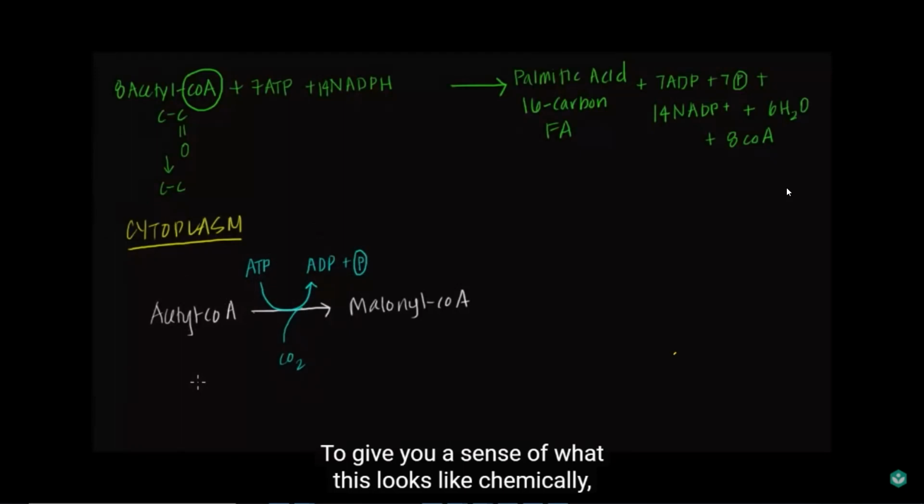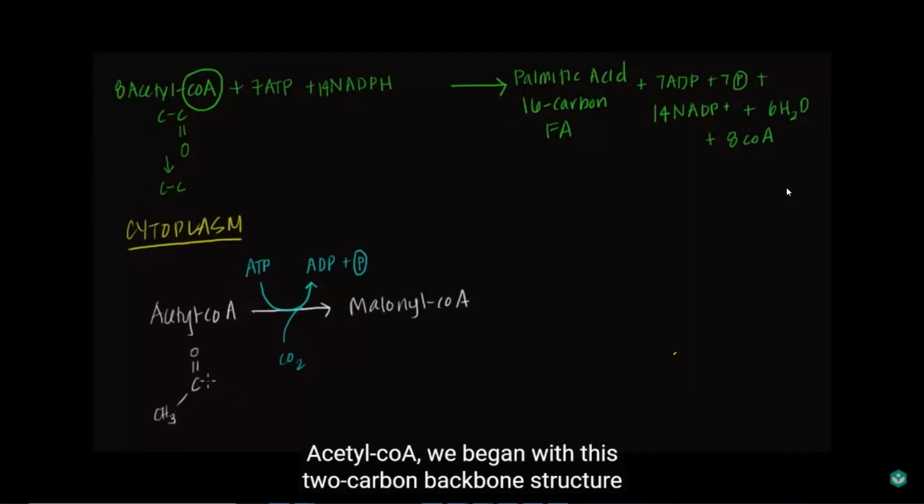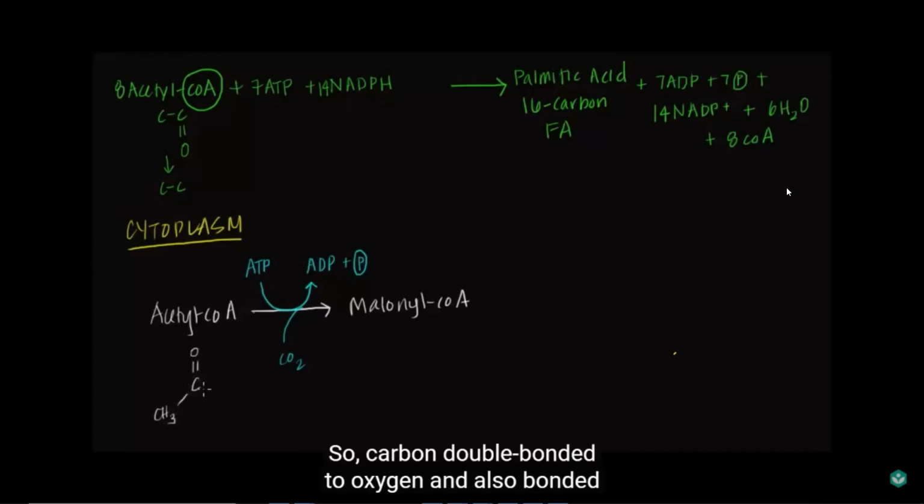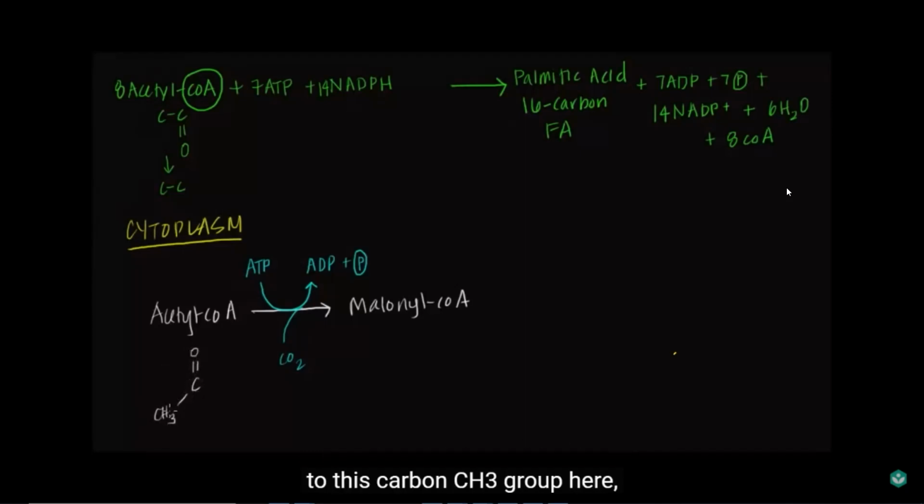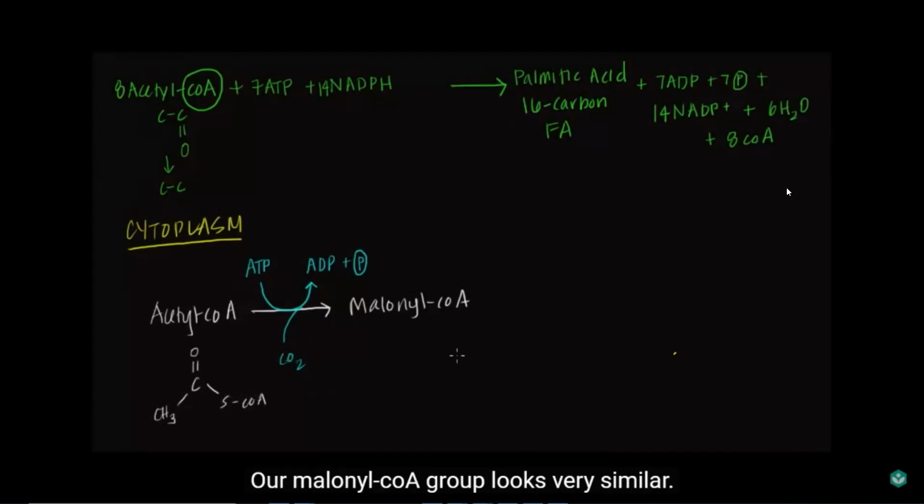So to give you a sense of what this looks like chemically, let me go ahead and draw out the chemical structure of these two molecules. So acetyl-CoA, we begin with this 2-carbon backbone structure that we call an acyl group. So a carbon double bonded to oxygen and also bonded to this CH3 group here, is attached to a coenzyme A group via a sulfur atom here, and I'm going to leave this CoA group abbreviated like this just for simplicity.